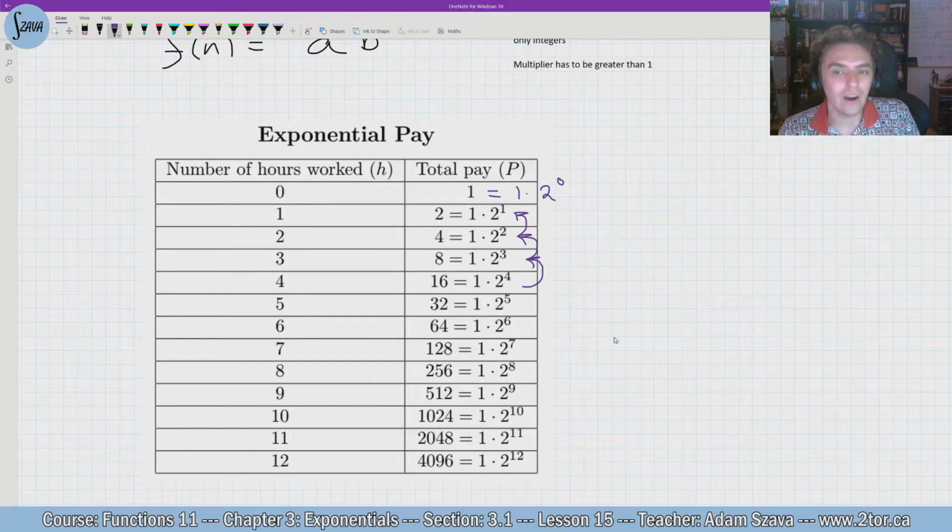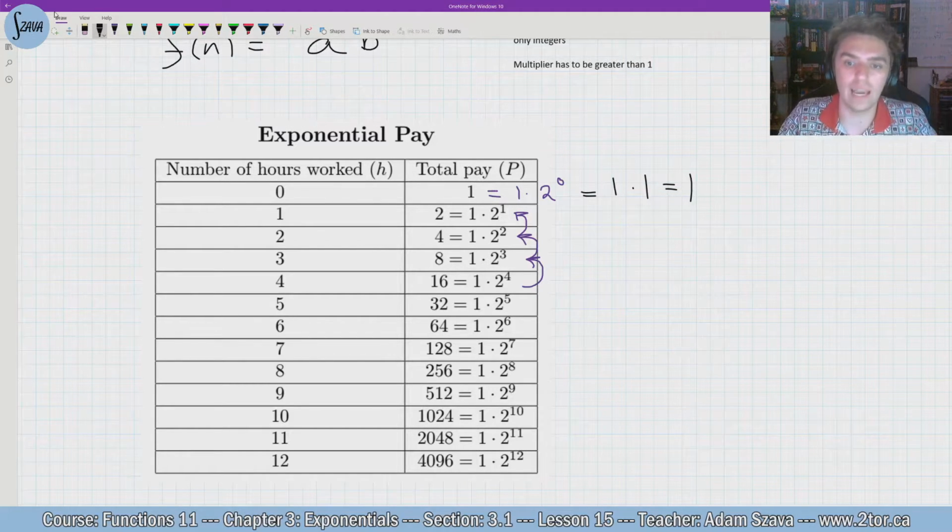This is actually where our definition for what it means to have a power of 0 comes from. Essentially, a power of 0 means do nothing. Multiply it 0 times. Don't multiply it. So this is why anything to the power of 0 is 1. This is 1 times 1, which is obviously 1. So essentially, that is why any number to the power of 0 is 1, because of this property of exponential functions. We want the pattern to continue. So we just define 2 to the power of 0 to be 1.